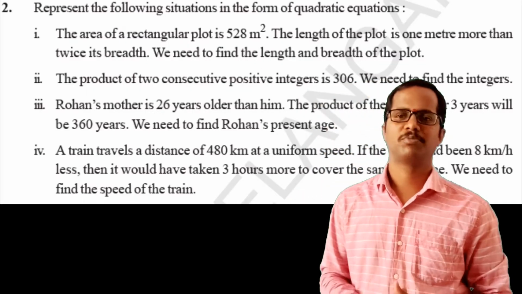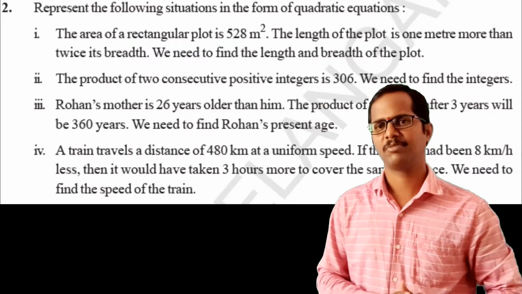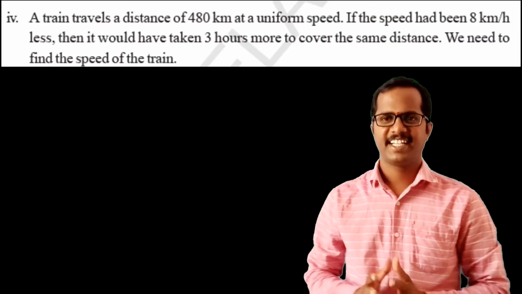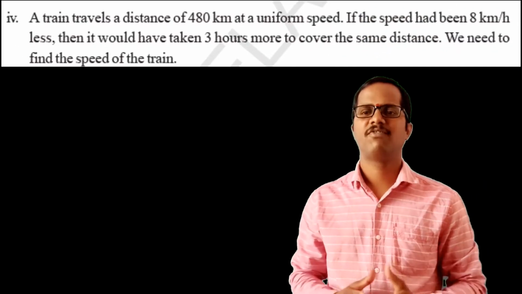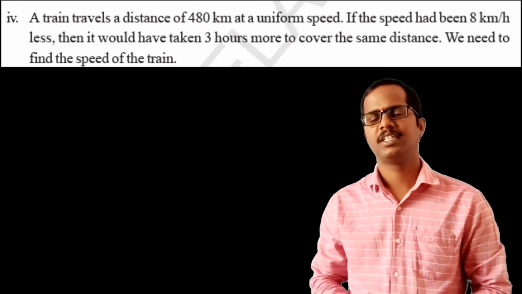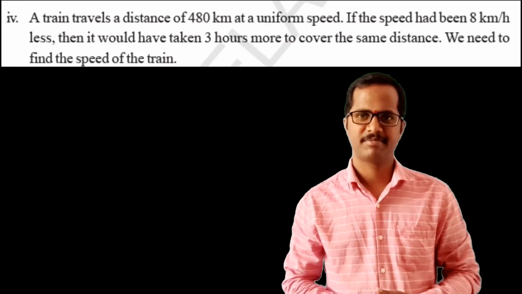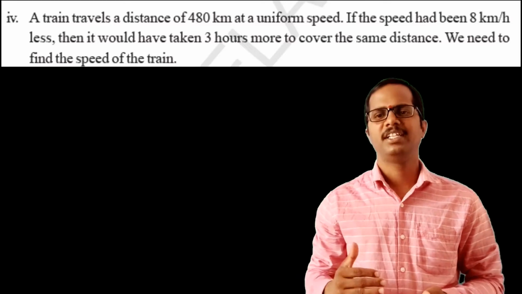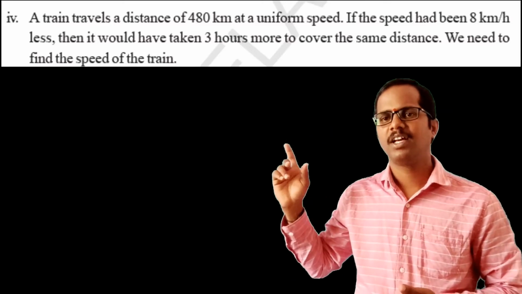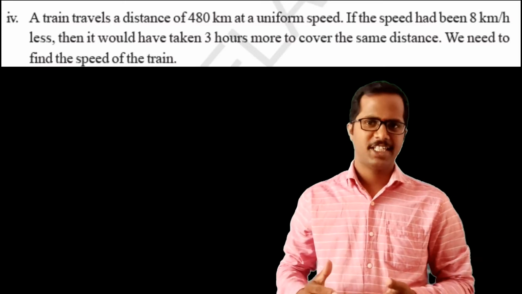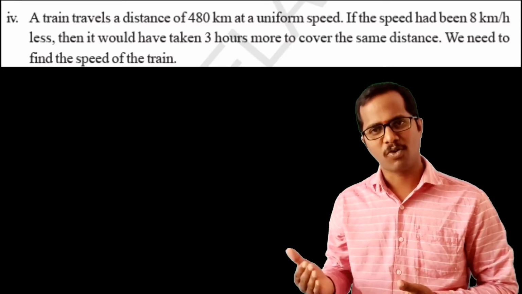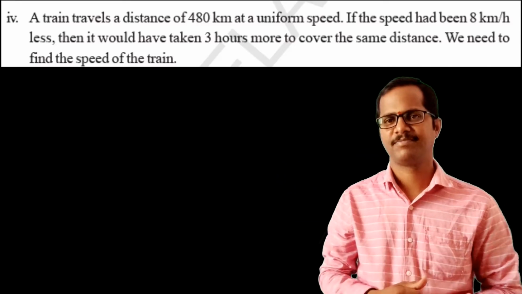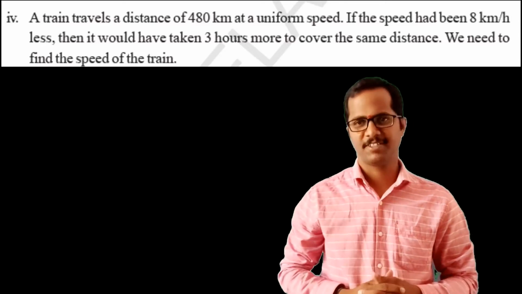This is Bhaskar Bora. We are discussing 5th chapter quadratic equation from 10th class mathematics. Now let us see the 4th problem from exercise 4.2. It is given as: a train travels a distance of 480 kilometers at a uniform speed. If the speed had been 8 km per hour less, then it would have taken 3 hours more to cover the same distance. We need to find the speed of the train.